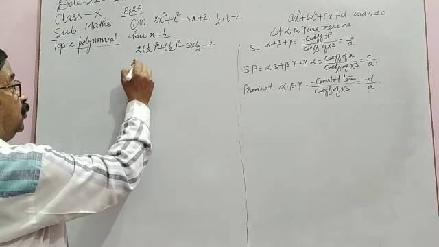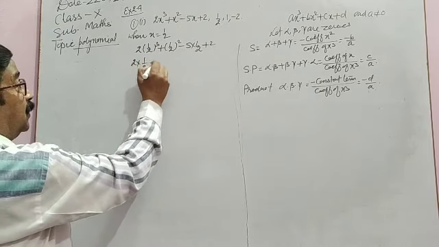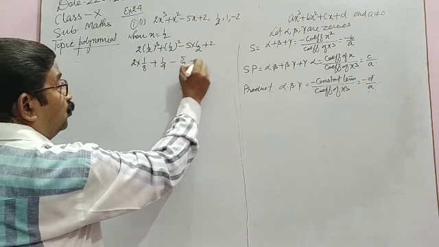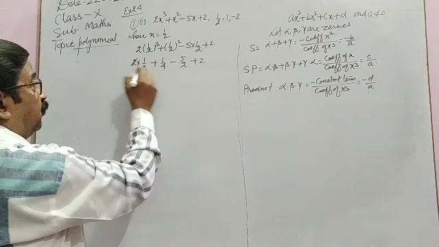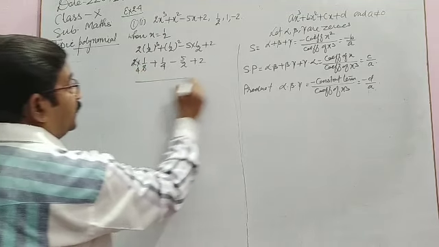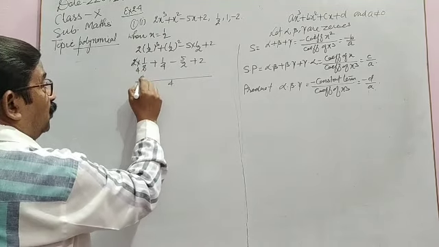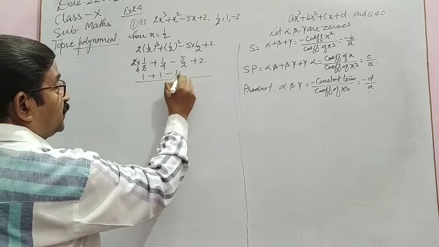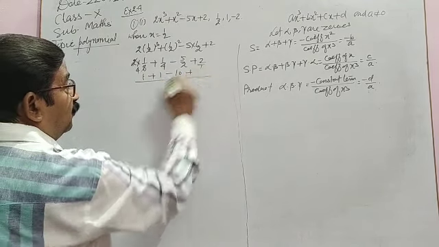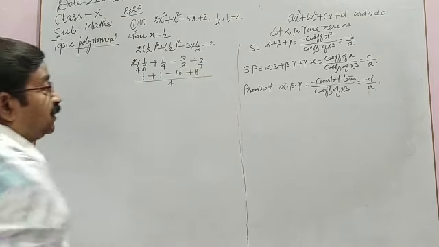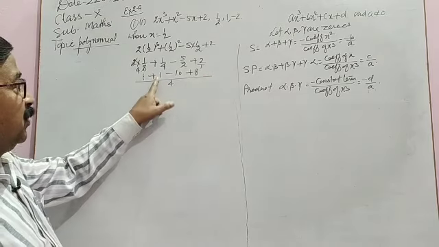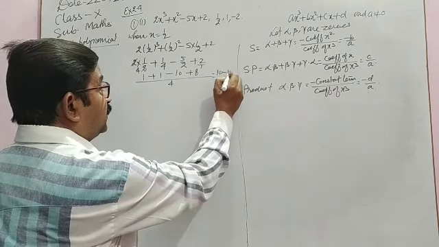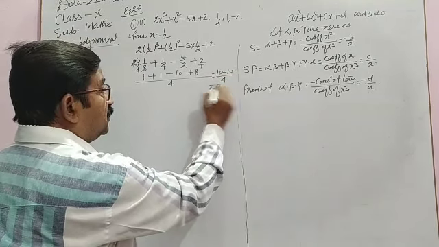This is 2 into 1 upon 8 plus 1 upon 4 minus 5 upon 2 plus 2. 2 fours are 8. Take the LCM. LCM is 4. 4 ones are 4 plus 4 ones are 4, 2 twos are 4 minus 10, and plus 1 fours are 4, 4 twos are 8. So let's see, plus 8 plus 1, plus 9 and plus 10. So we have 10 minus 10 upon 4. This is 0.